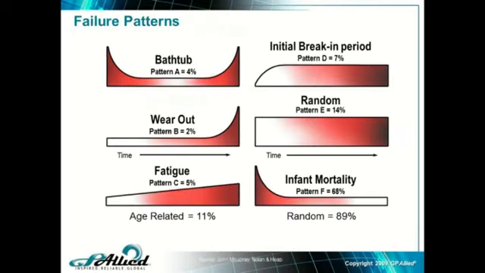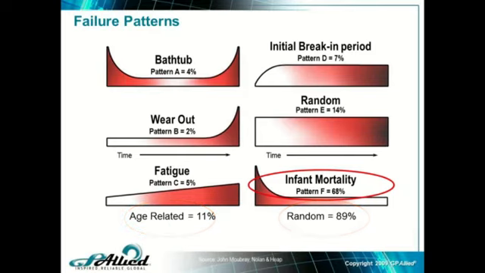Some of you may or may not have seen these failure patterns, but very simple. Age-related failures are very low, 11%. Random failures, that means they can happen at any time, are very high. And I have people tell me, well, I don't agree with this Nolan and Heap failure pattern. Okay, no problem. Show me your data. Show me your failure patterns in your organization. And I have yet had anyone show those to me.